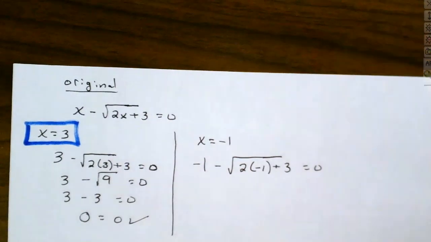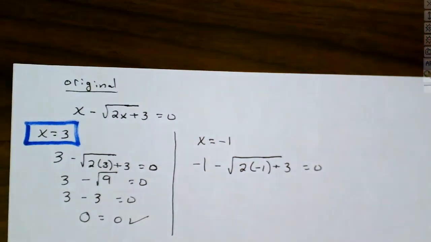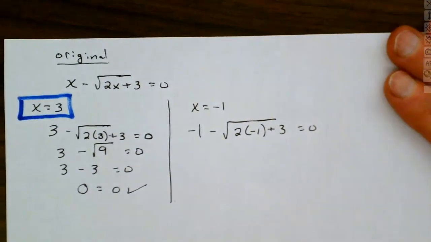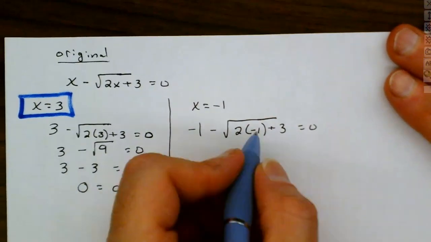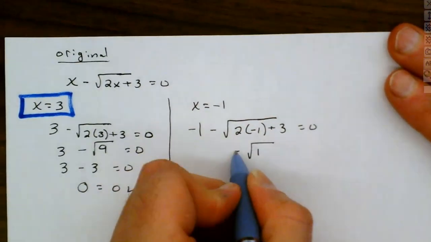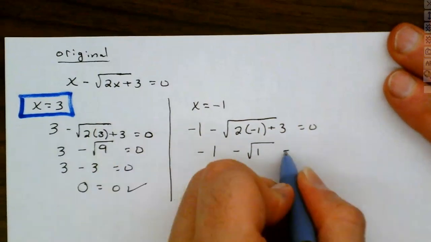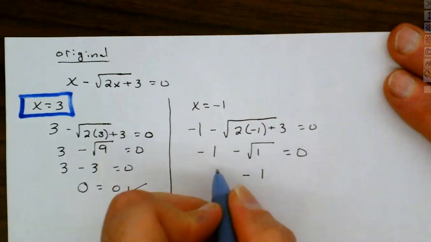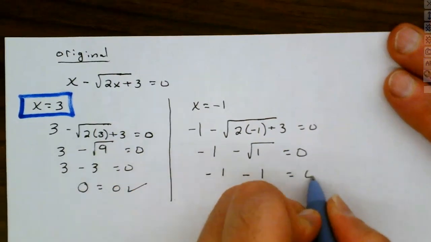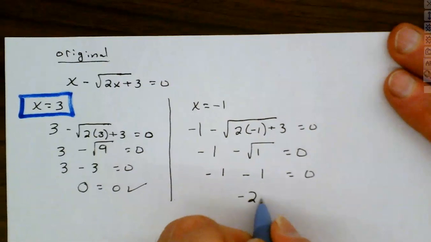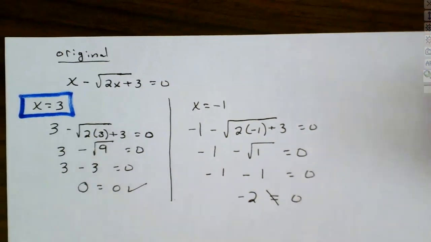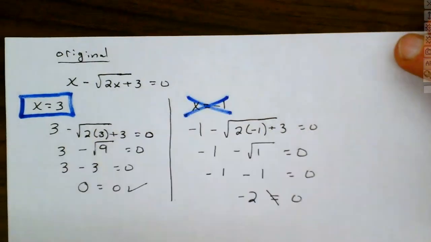So that's going to get plugged in here. Okay, now be careful with your signs. This one is not going to work. 2 times a negative 1, well, that's a negative 2, right? Plus 3 makes it a 1. Why is this one not going to work? Well, the square root of 1 is 1, but when you put these together, what do you get? Negative 2, and does negative 2 equal 0? No. So, negative 1 is not a solution.